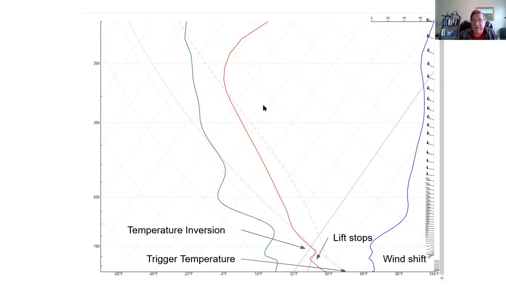So in this graph, as the altitude goes up and the temperature and pressure go down, you get to right here and there's this hook, this bend. And that's called a temperature inversion because the temperature of the air starts to warm as you get higher, which kills lift. So you could have lift here, but it's going to stop right there.